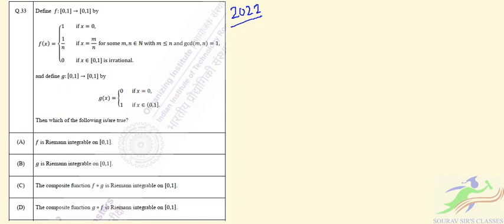f(x) is equal to 1 for x equal to 0, 1 by n for x rational, and 0 when x is irrational, and g is defined on the interval 0 comma 1 to 0 comma 1, and g(x) is 0 when x equal to 0 and 1 for the semi-closed interval (0, 1]. So we have to find which of the following is or are true.